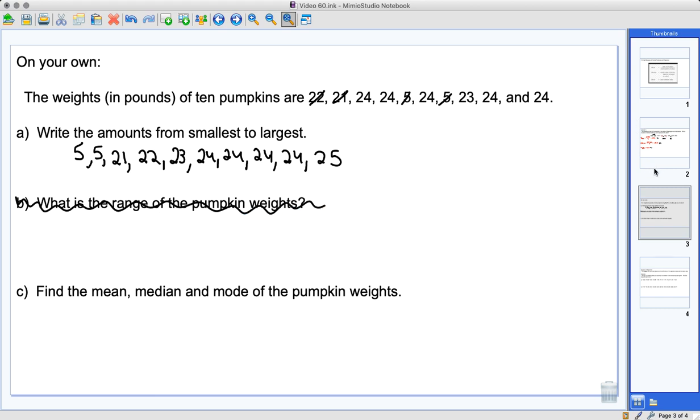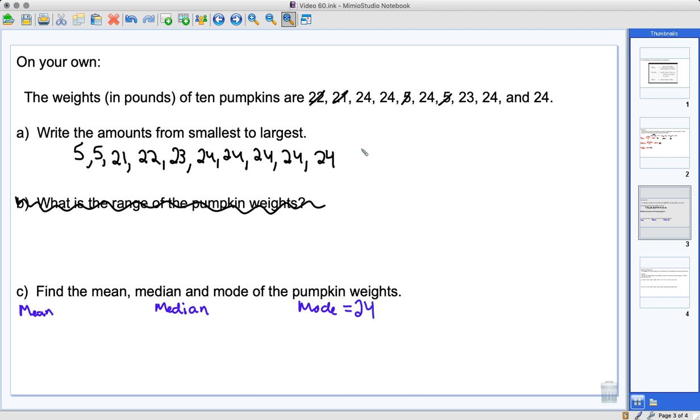Most of you probably already know what range is, though. So mean, median, and mode. The easiest one to do is mode. Oops, why did I write 25? I don't know. Hold on. Let's try this again. There is no 25. So mode is 24.